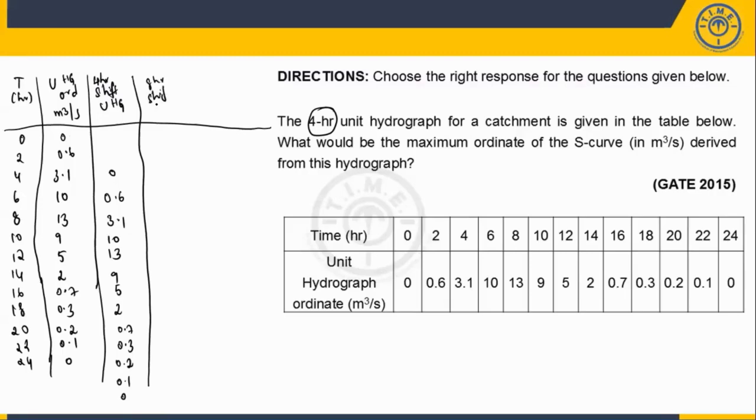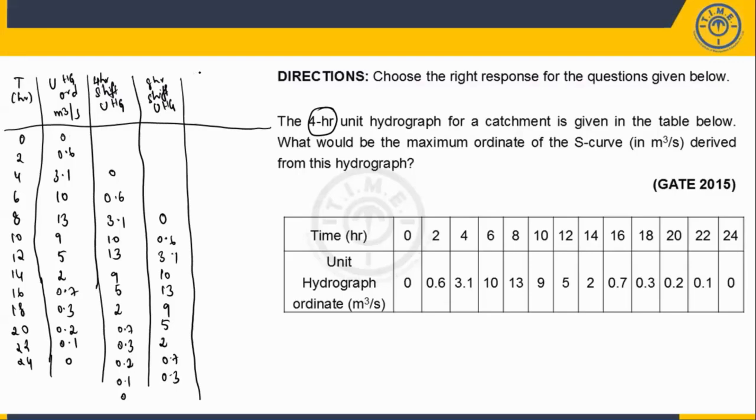8 hour shift UHG. You need to continue like this. Now where does this ordinate start? From 8. Very good. 0, 0.6, 3.1, 10, 13, 9, 5, 2, 0.7, 0.3, 0.2. Like that we will stop now.